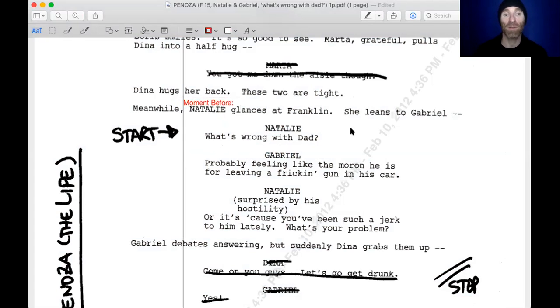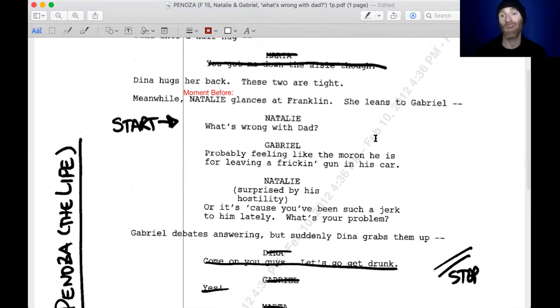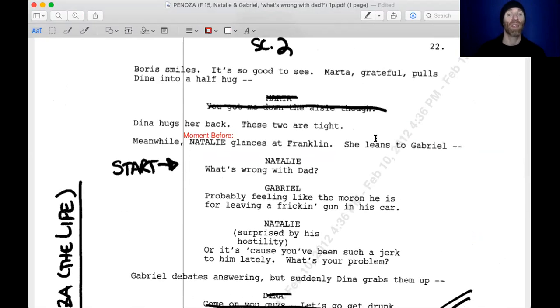Right, Natalie glanced at Franklin. Franklin obviously is dad. She leans to Gabriel. These two are brother and sister, which you would get in the breakdown, and I'm just going to tell you. And so there's the glance, but I think that one of the things that's necessary here is to decide what Franklin's doing.